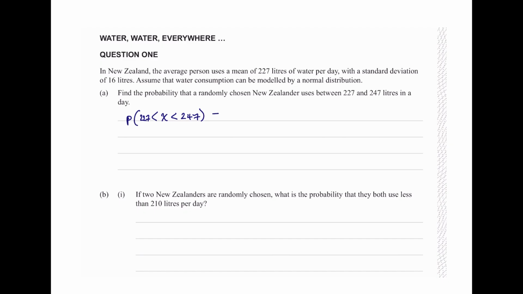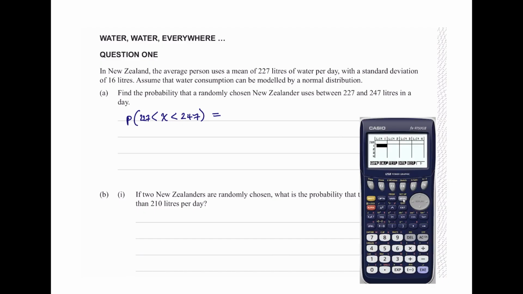So how do we do this using the normal distribution? Well, we're going to need to go to our calculator. Let's go to menu, to stat. We'll click F5 for distribution. We'll go to F1 for normal. And then in this case we'll click NCD or F2 since we want to find a probability.